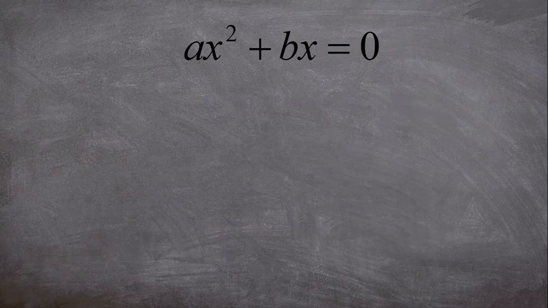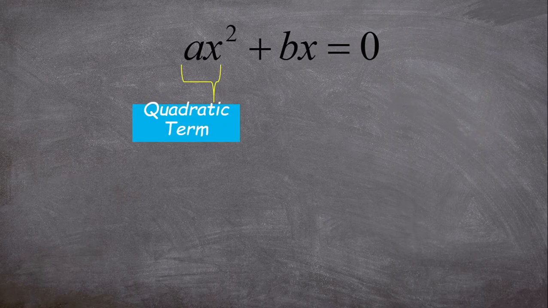Sometimes we have quadratic equations that have no constant in it. For example, ax squared plus bx equals 0. So obviously, there is no constant here. But this is still an example of a quadratic equation because it has an exponent of 2 for the unknown variable x. Now, ax squared is still the quadratic term and bx is still the linear term.